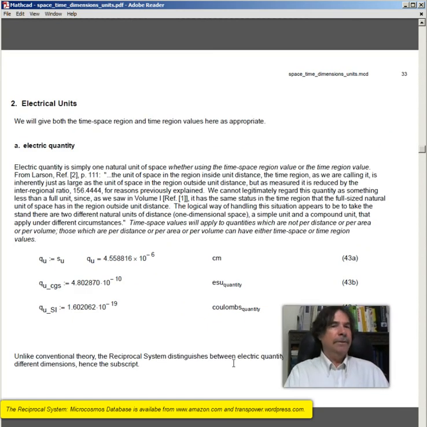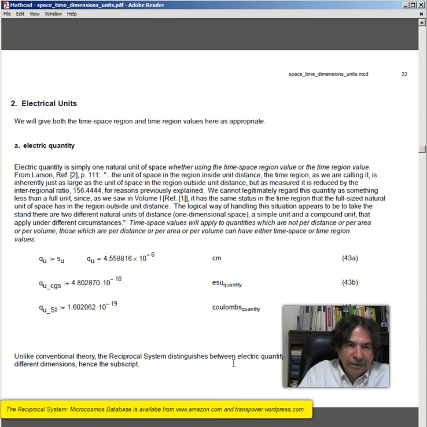Okay, now we come to electrical units. We give both the time-space region and time region values here as appropriate. As appropriate, that's important to understand. Electric quantity. Now here's where we differ from conventional theory. Electric quantity is simply one natural unit of space, whether using the time-space region value or the time region value.